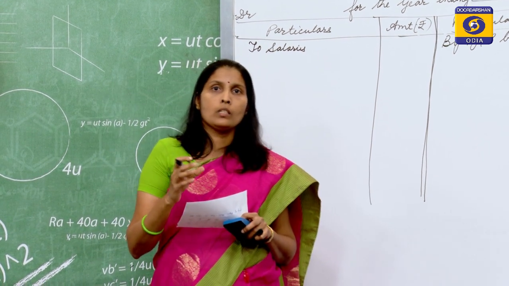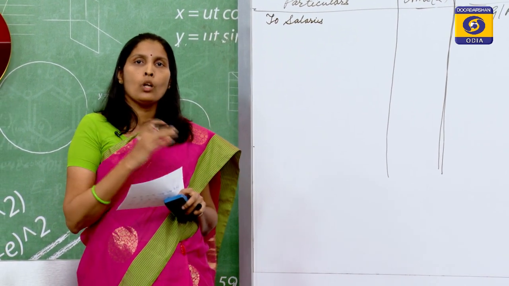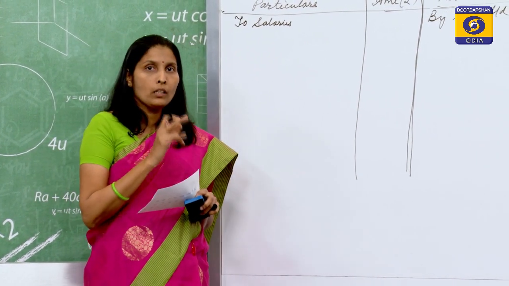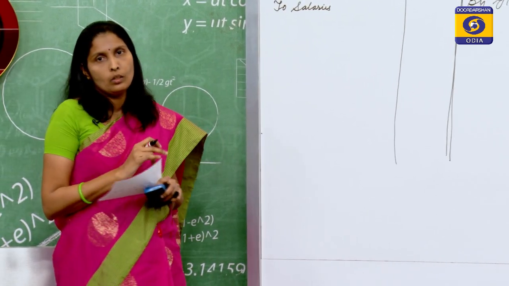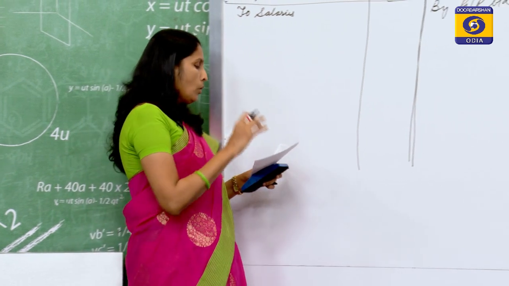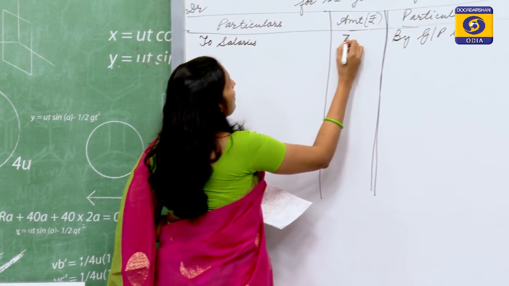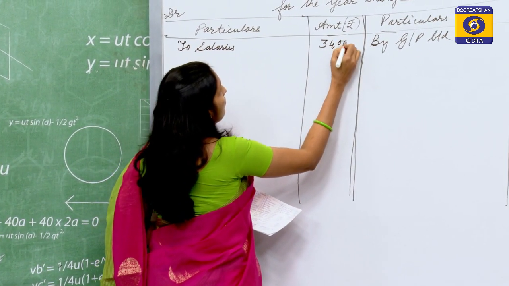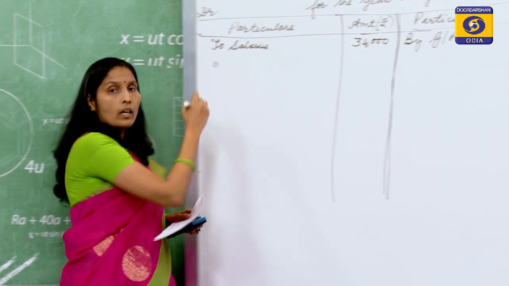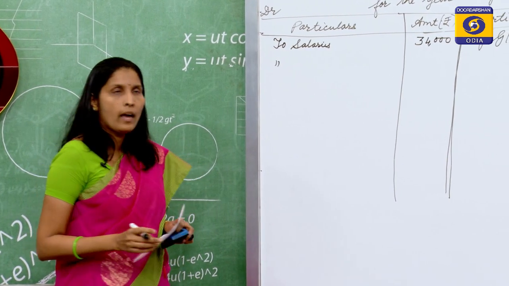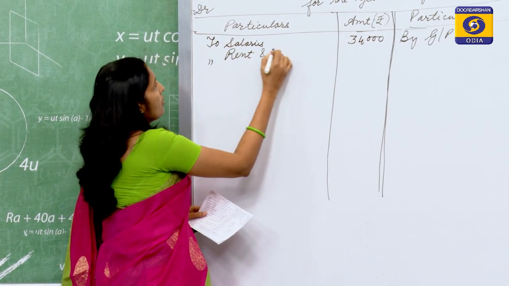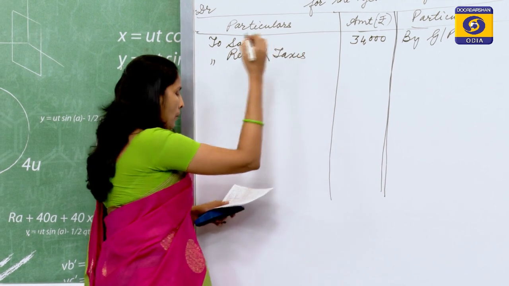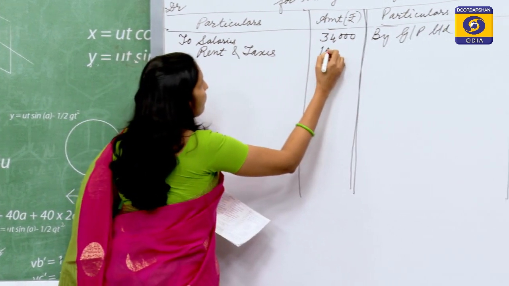If you come across the term salaries and wages, that will also come to the profit and loss account. But if you come across wages and salaries, then that will go to the trading account. You need to keep that in mind. So, the amount of salaries we have is 34,000. Next item we have is rent and taxes. So, to rent and taxes, the amount is 12,000.